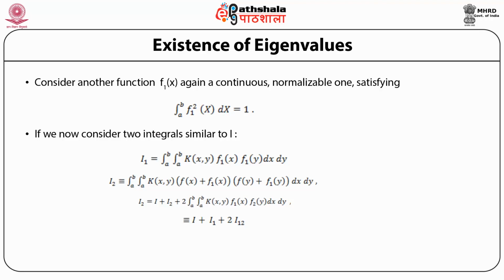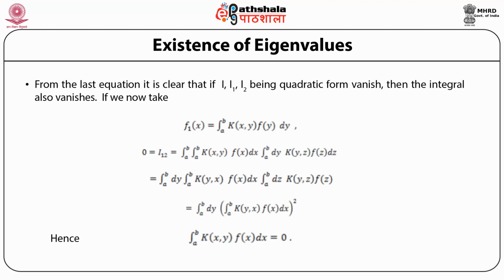From this, we can see that I2 is equal to I plus I1 plus twice the integral from a to b over dx multiplied with an integral from a to b over dy of K(x,y) f1(x) f2(y). That is a two-dimensional integral of the product of the kernel K(x,y) with the function f1 of x and f2 of y. Thus, the integral I2 is equal to I plus I1 plus 2 I12. In proving this, we have used the symmetry property. I and I1, which are quadratic in form, if they vanish, then the integral I12 also vanishes.